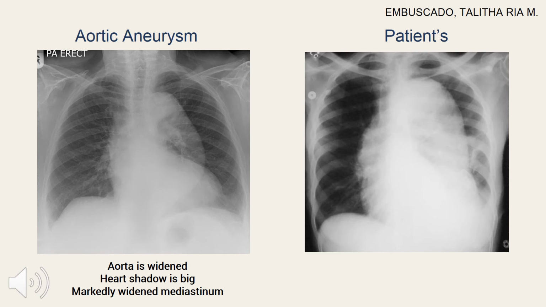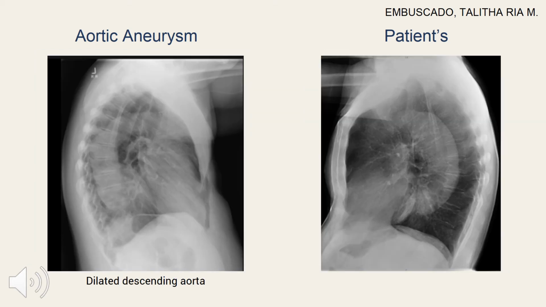Here is an X-ray of an aortic aneurysm compared to the patient's. We see here that the aorta is widened, the heart shadow is big, and the mediastinum is markedly widened as well. In this slide, we see that the patient's chest X-ray presents very similarly with the case of an aortic aneurysm. In this slide, we can see an enlarged aorta presenting as a radiodense mass that follows the configuration of the aorta.